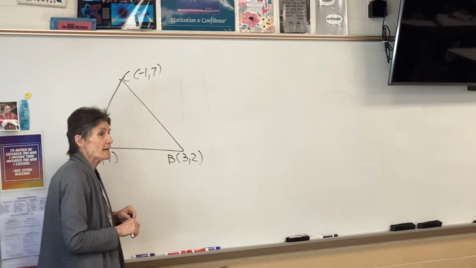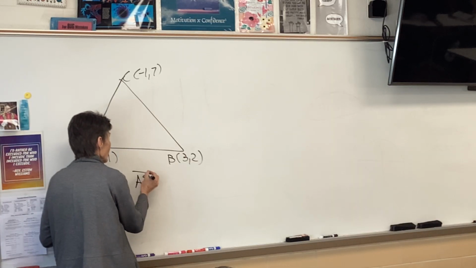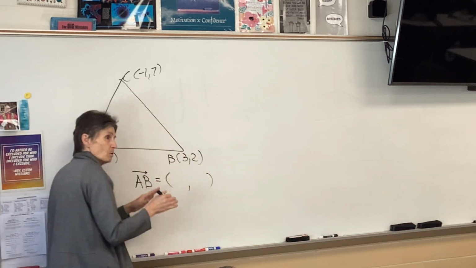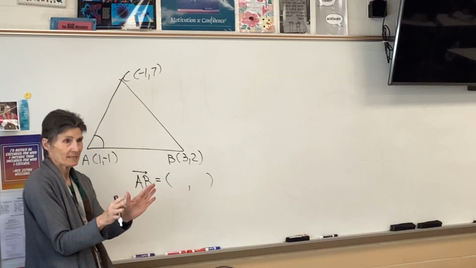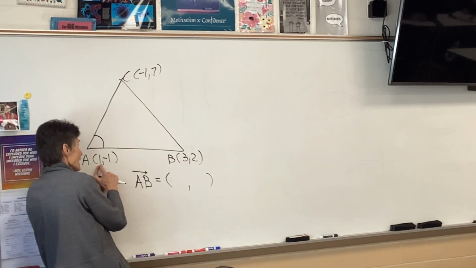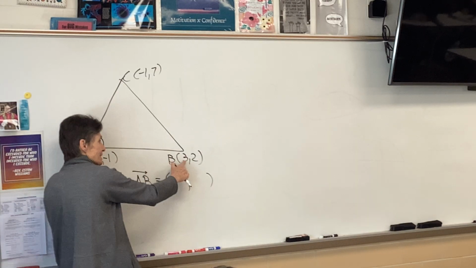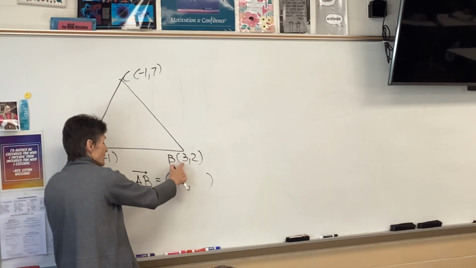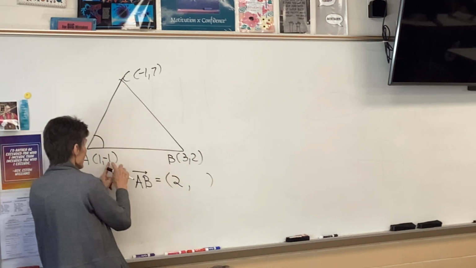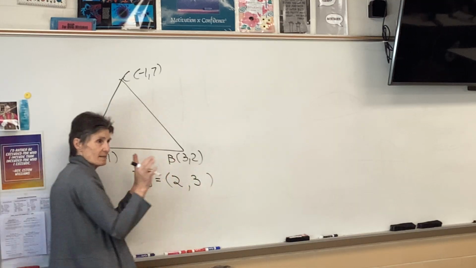We are going to write the coordinates for the movement, we call it a vector, from A to B. Now, do not make this complicated. Pretend you're a little guy and you're walking from A to B. What is your X distance? If you're going from A to B, your X distance is what? Two. And your Y distance is 3. That's it, that's all you do.